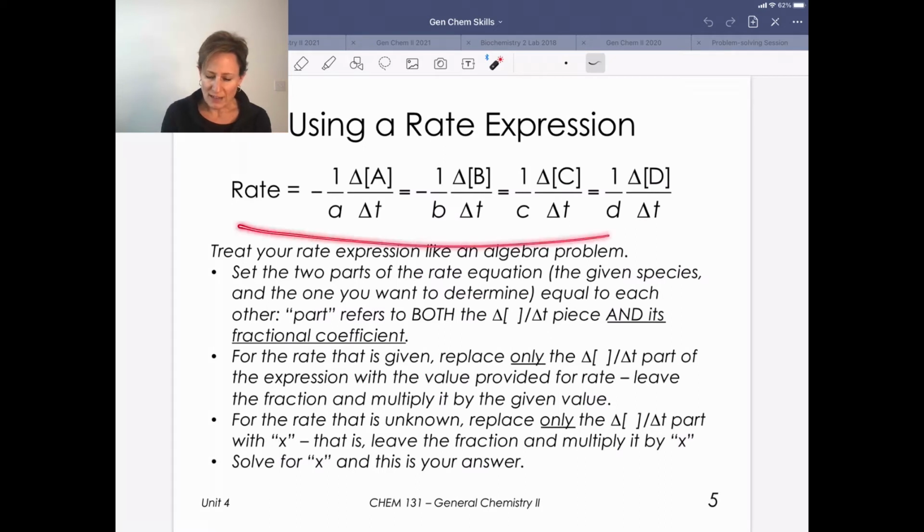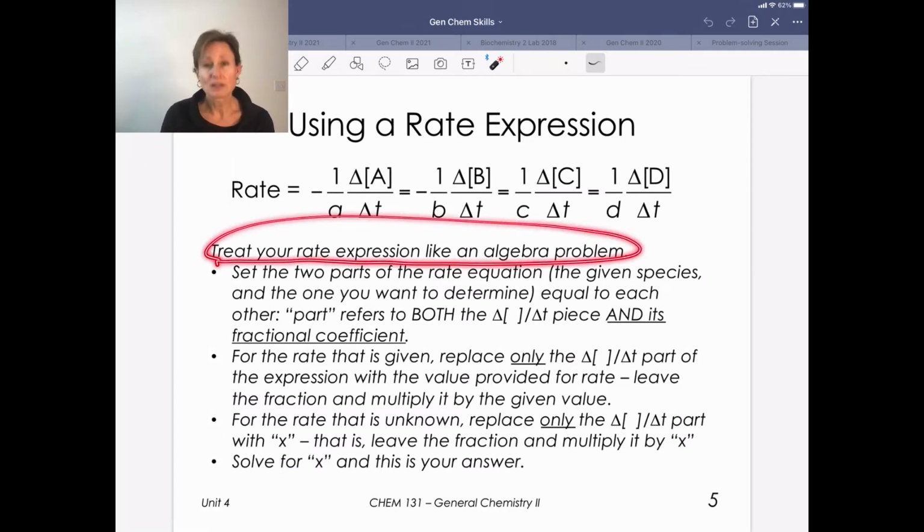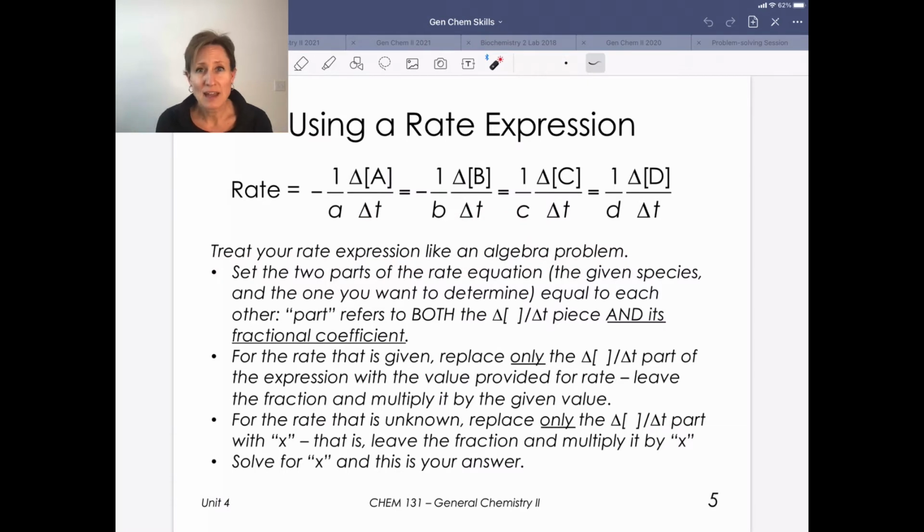Okay, we can write it like we have here. Using a rate expression is what I was just indicating on the previous slide. We can put some pieces in. We're going to go through an example in just a second. But if we're going to use a rate expression, what we want to do is treat the rate expression like it's an algebra problem. How many times do we say that so much of chemistry comes down to solving an algebra problem? This is how this is going to work.